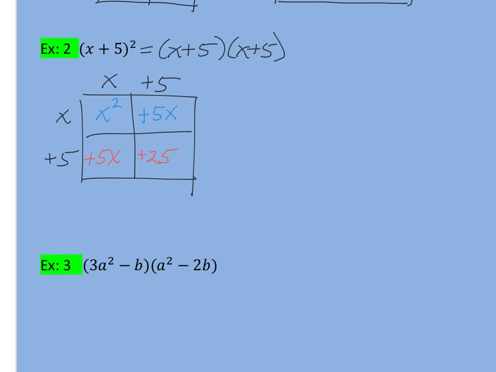Now the only thing I don't like about the Punnett squares is it does not line up your like terms. So these right here are like terms because they both have an x to the first power. So the x squared is by itself, it doesn't have a like term. 5x plus 5x, add the coefficients, you get 10x's, and then plus the 25.